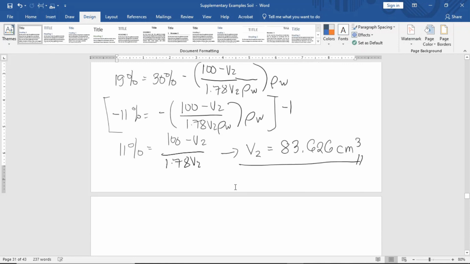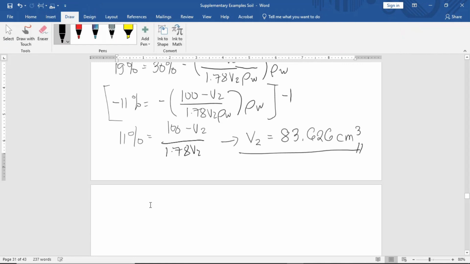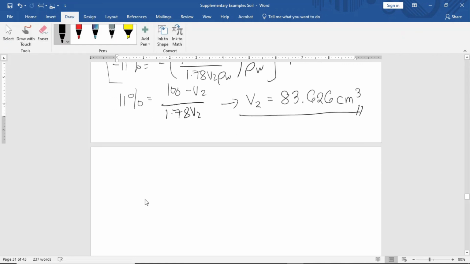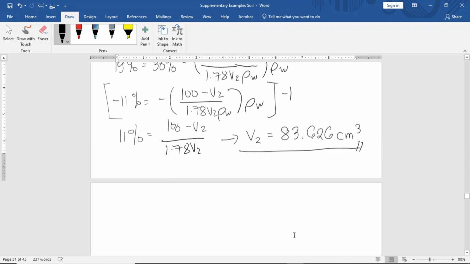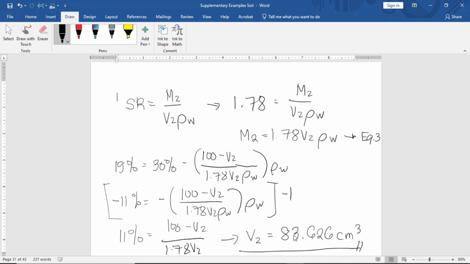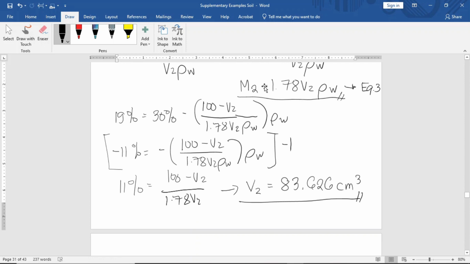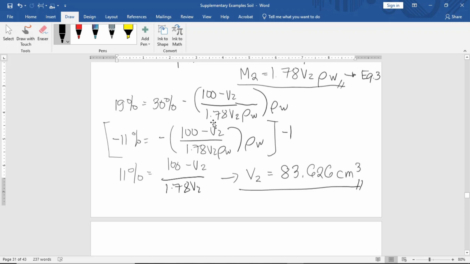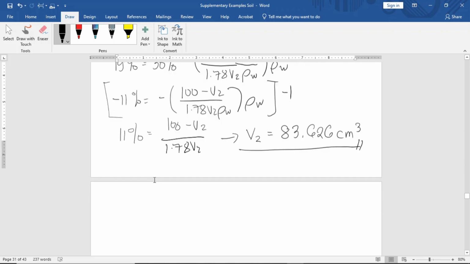So, after that, last na pinapahanap sa atin is the mass of the dry soil sample. So, kanina, di ba ito yung formula natin? Meron tayong formula na ito. Mass of dry sample. So, M2 is equal to 1.78 times the volume, yung final volume, times the unit weight of water. So, input lang natin, mahanap natin yung mass of dry soil sample.